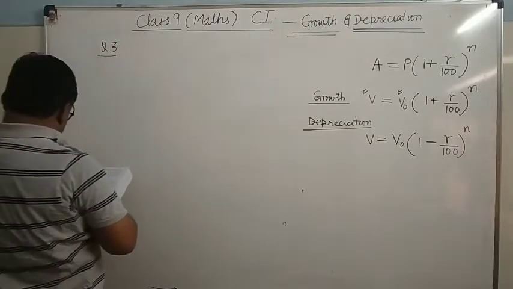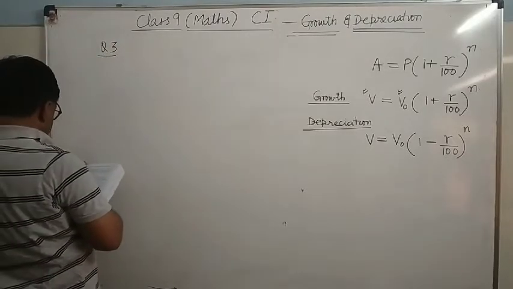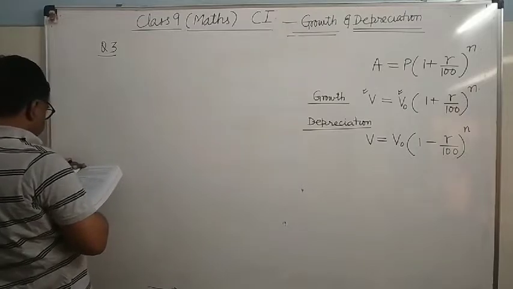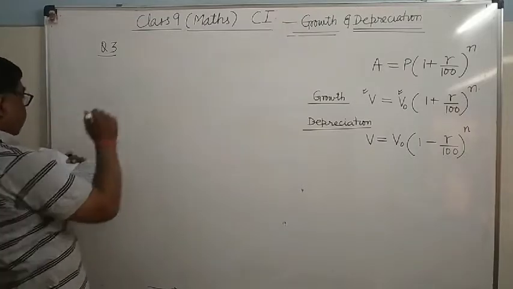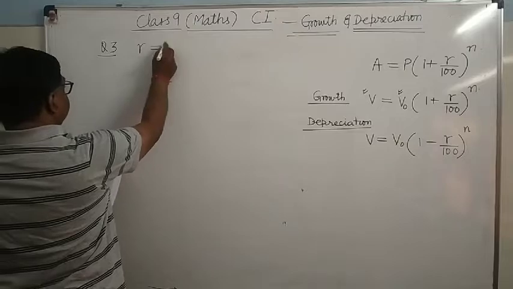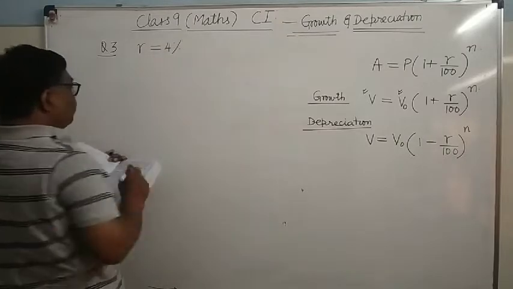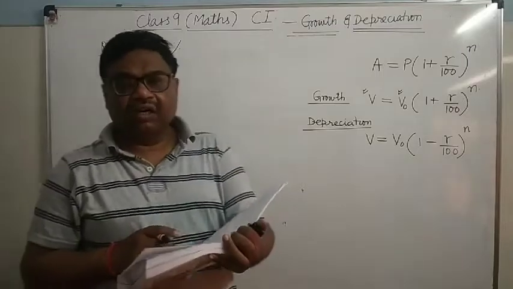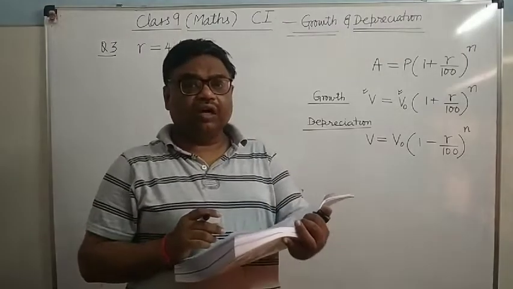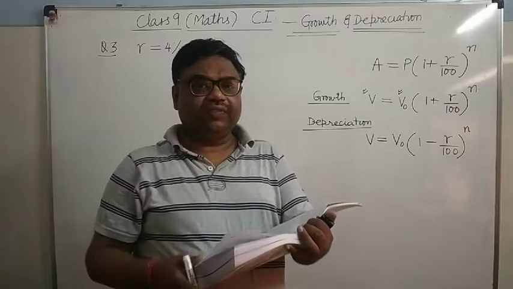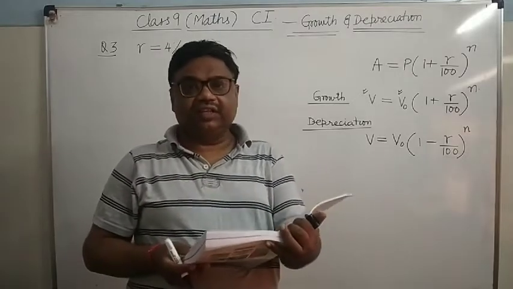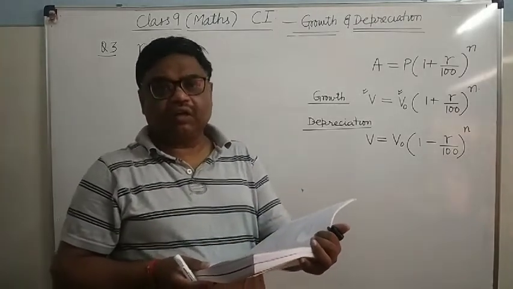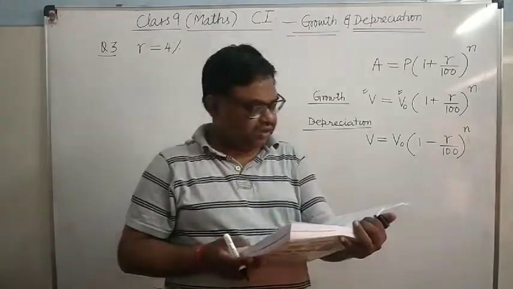The population of a city increases each year by 4% of what it had been in the beginning of each year. Here the rate is given, 4%. Population is increasing by 4% of what? Of what it was in the beginning of the year. Every year it increases by 4% of what? Of what it was at the beginning of the year.